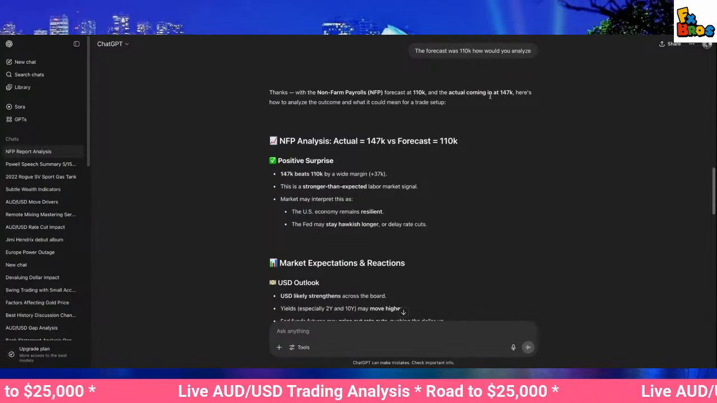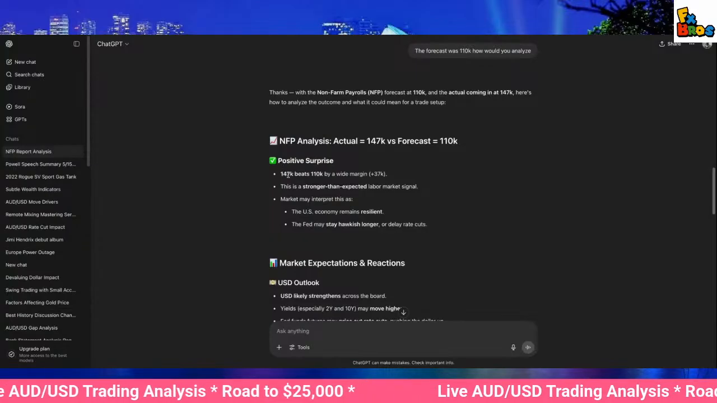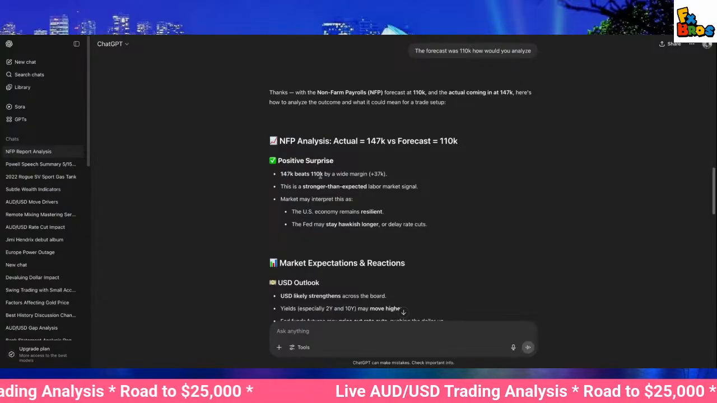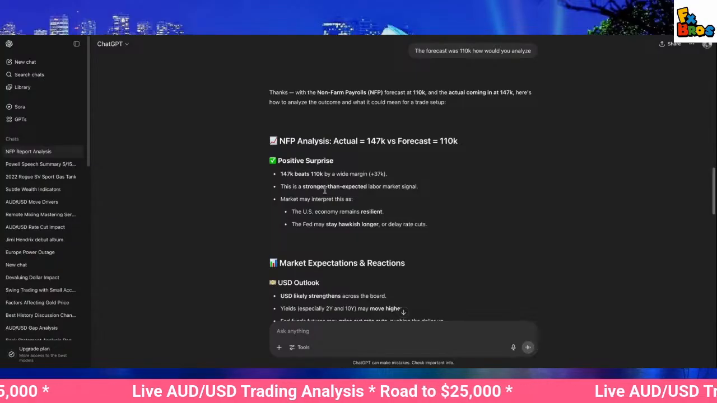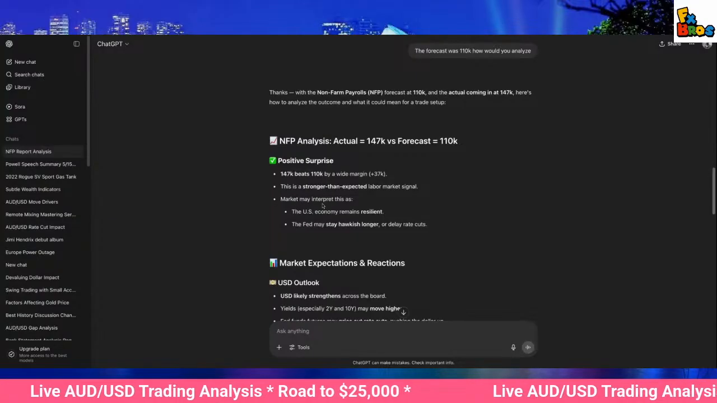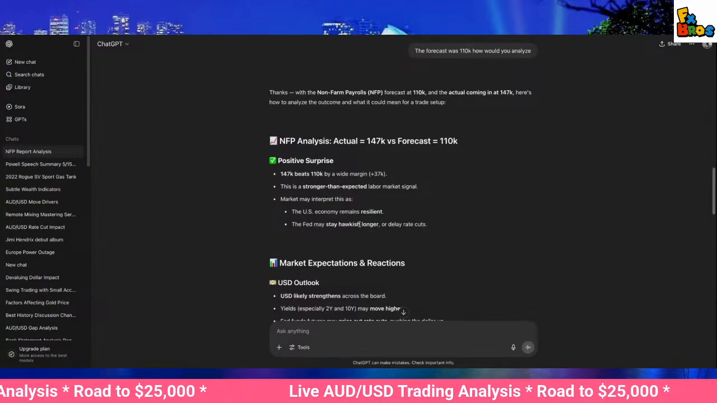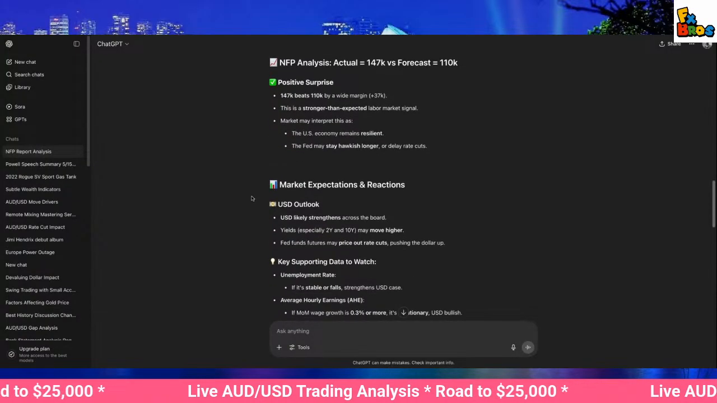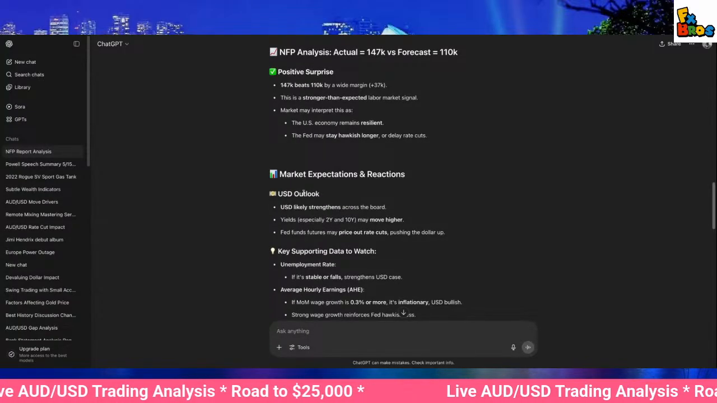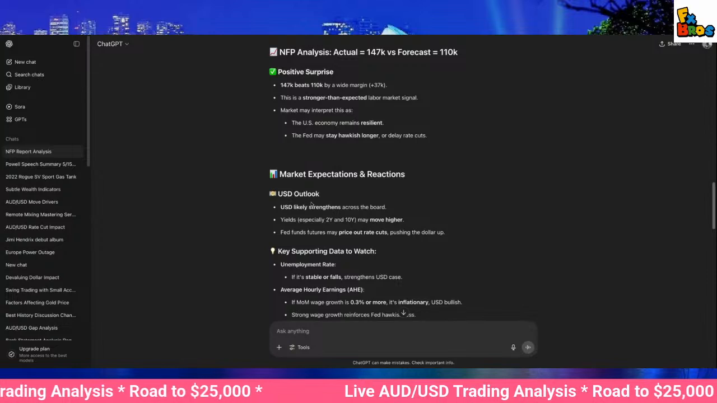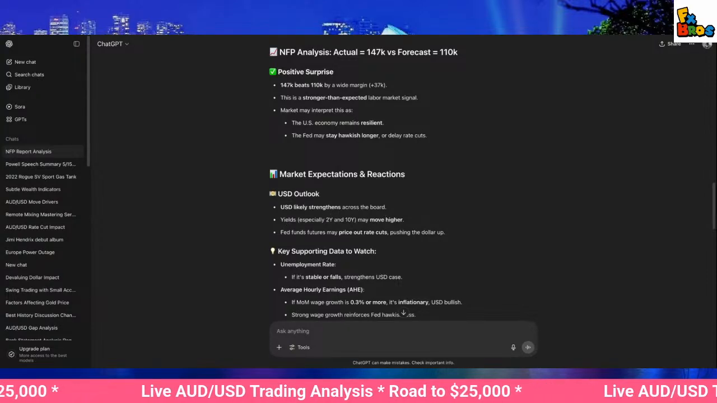Here's how to analyze the outcome. Positive surprise. 147 beats 110 by a wide margin. Stronger than expected labor market signal. Market may interpret this as U.S. economy remains resilient. The Fed may stay hawkish longer and delay rate cuts. Market expectation and reaction. USD outlook. USD likely strengthens across the board. Yields, especially 2 and 10 year, may move higher.